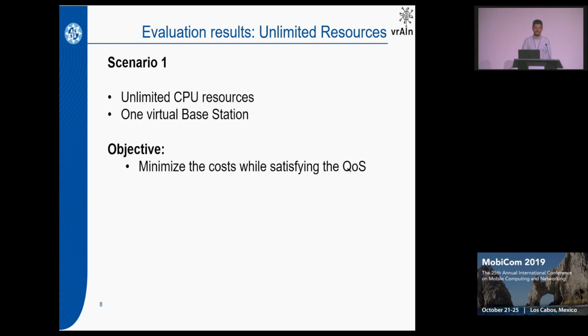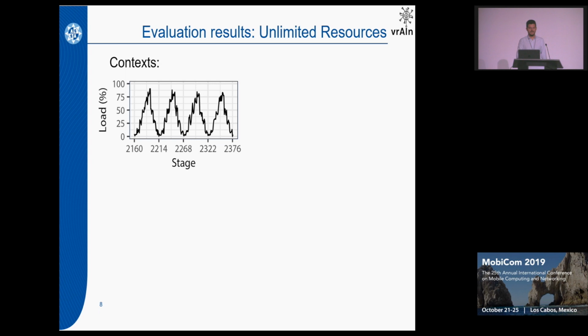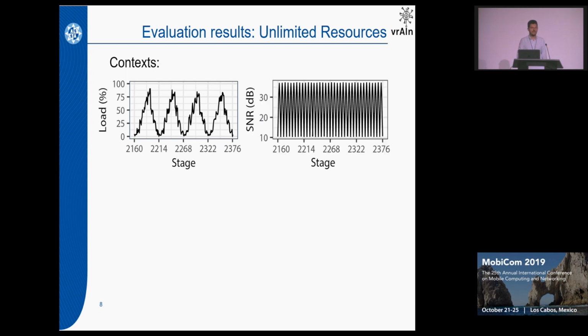One virtualized base station and unlimited resources, to minimize the costs while satisfying the quality of service. These are the contexts in terms of traffic load and channel quality. This represents a very dynamic scenario, which is a worst case.